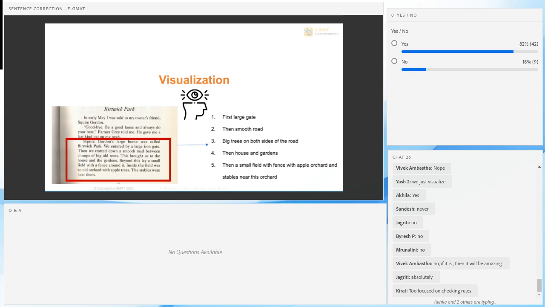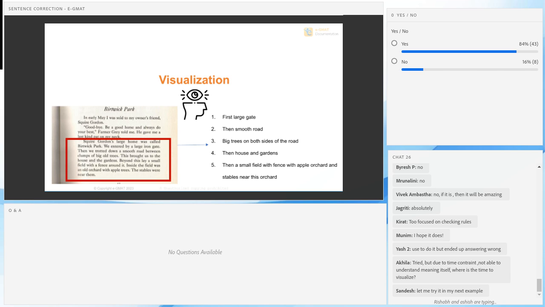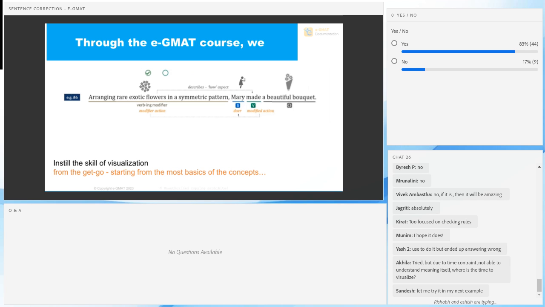It is amazing. Too focused on checking rules, forget about rules. When I say forget about rules, what I mean is leave the rules. You only need to focus on the rules which are truly important. And frankly, the important rules will come very naturally to you because they are all very logical if you understand the meaning. Okay, that's what it is.